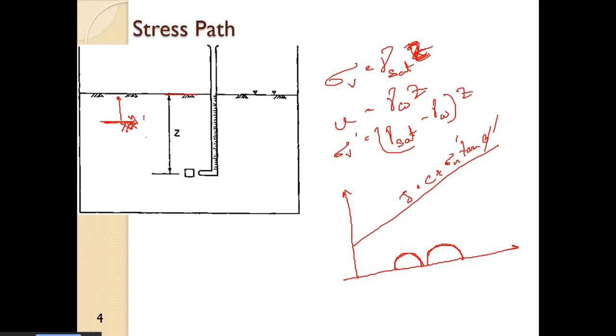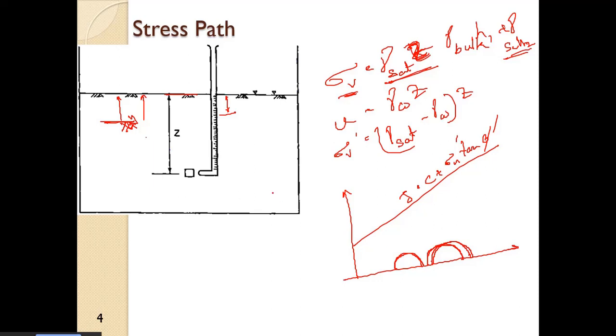Now when the groundwater table rises, what will happen? Now here you see, initially we had gamma bulk into H1 plus gamma saturated into H2. So the total stress will also increase a little bit, because now we have higher density at this range, at this state we have higher density. So the total stress will move slightly to the right.